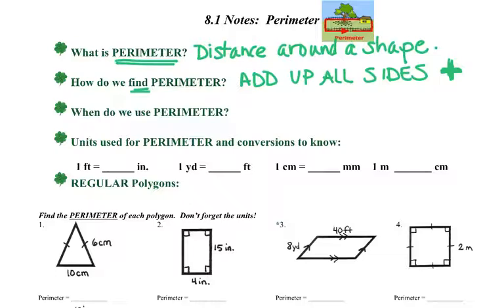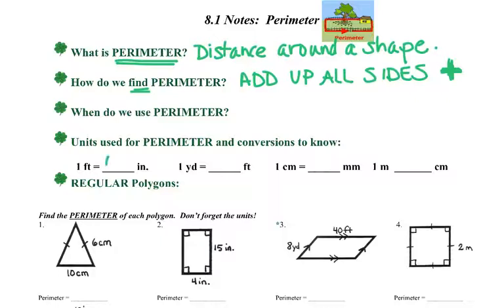And so we use perimeter whenever we want to find the distance around something, right? So in any kind of building, you would need to know the perimeter. Picture frames, you need to know the perimeter. So I'm just going to leave that blank, but we use it lots of times.